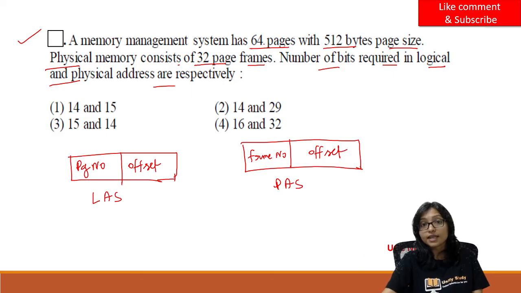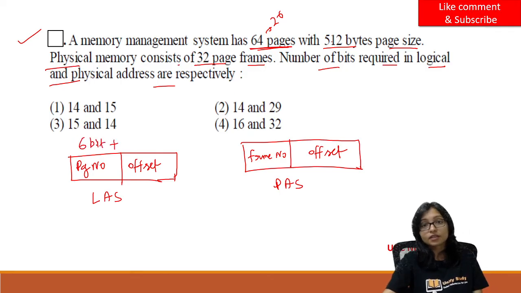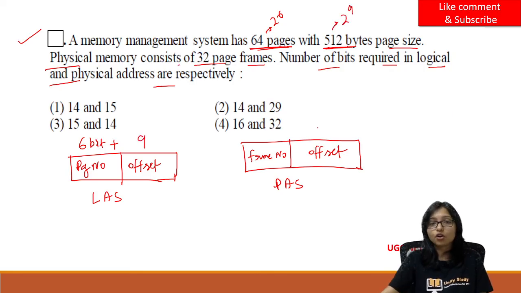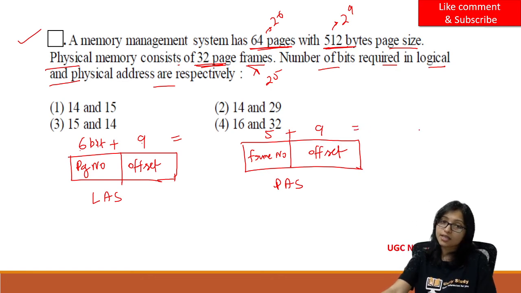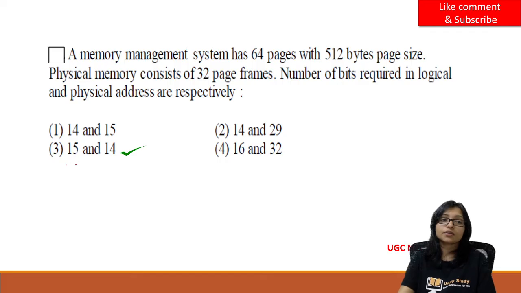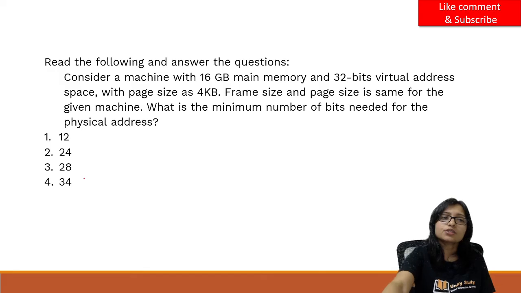So the number of pages is 64, which means 2 to the power 6, so 6 bits will be required to represent it. The page size 512 means 2 to the power 9, so 9 bits for offset. Here also 9 bits for offset. Same thing. 32 frames means 2 to the power 5. So 6 plus 9, and 5 plus 9, that is the answer. So your answer will be 15 and 14. It's easy, right?